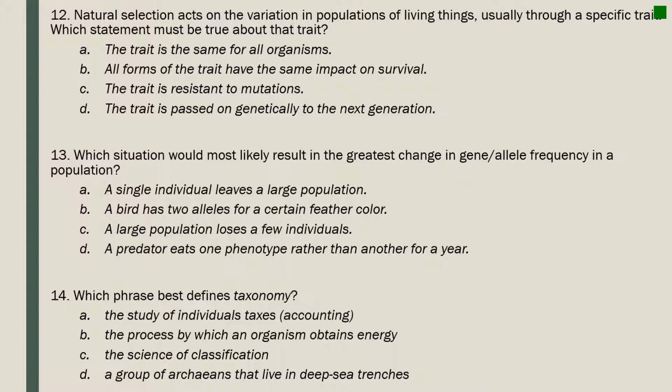14. Which phrase best defines taxonomy? A. The study of individuals, taxes, accounting. B. The process by which an organism obtains energy. C. The science of classification. D. A group of archaeans that live in deep sea trenches.